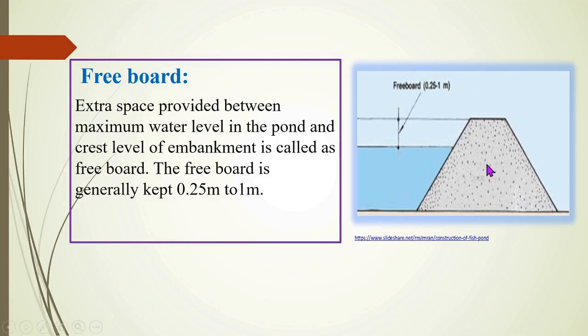Observe the given image here. This is a dike here and you can see the pond water. This space from the maximum level of the water to the crest level of the embankment is called freeboard. So this is the maximum water level of the pond and this is the crest level of the embankment, and this gap is called freeboard. This freeboard should be 0.25 to 1 meters.